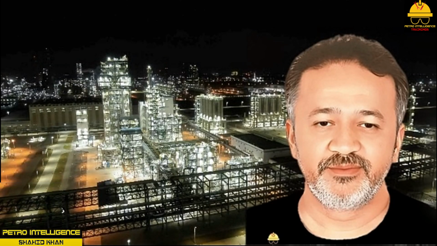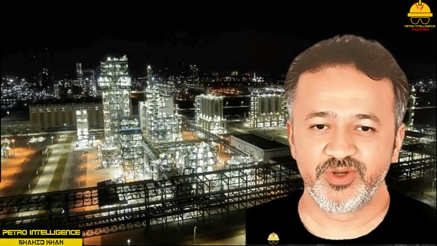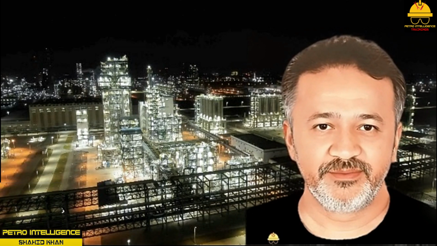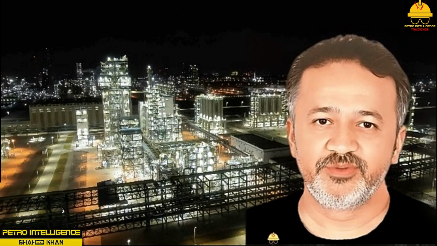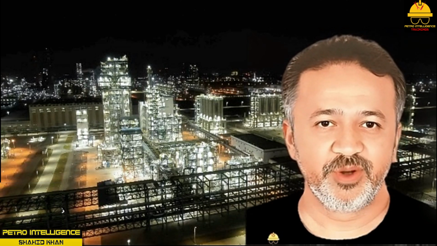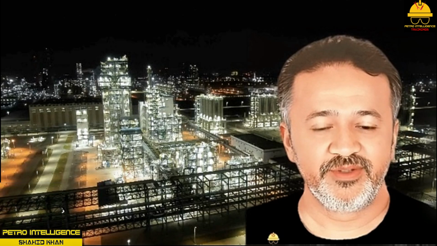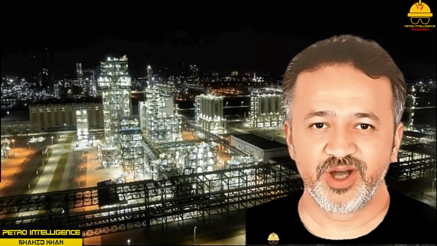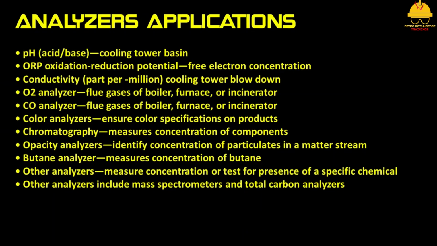Analytical symbols. Analytical symbols are used to identify the use of quantitative or qualitative analyzers. Some analyzers check for the presence of a specific substance, while others check for the composition or percentage of the chemical in a process stream. Analyzers are used in the following systems.